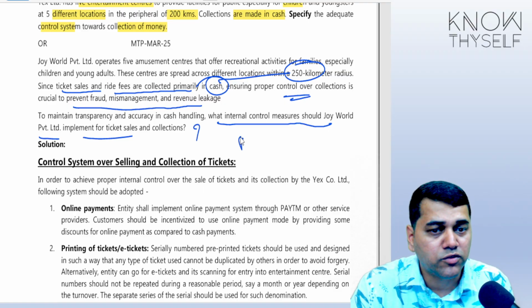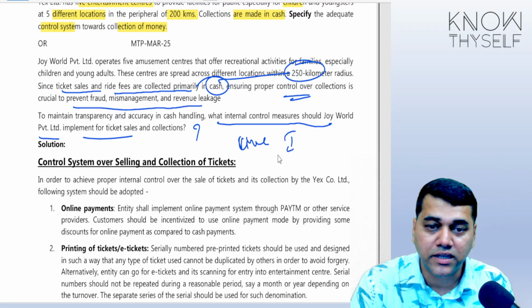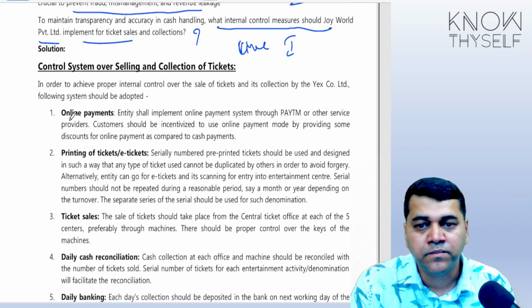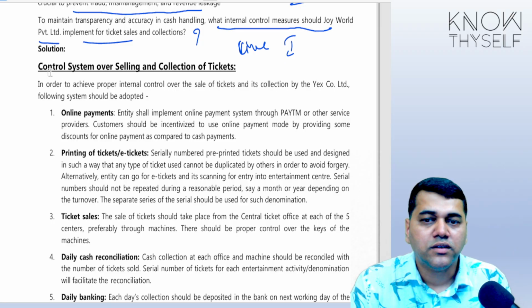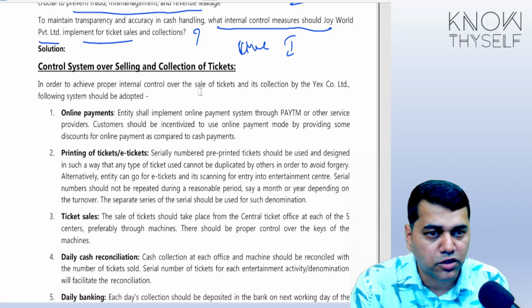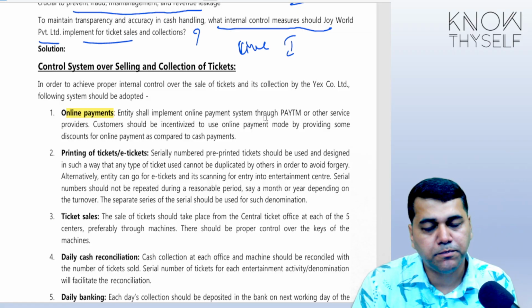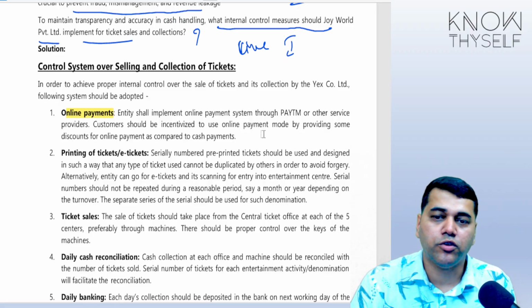You remember, there was one cinema theater, internal controls related to cinema theater. Very similar question here. So what you need to do? Control system over selling and collection of tickets. In order to achieve proper internal control, you need to adopt online payments. So instead of cash, you shift to Paytm. Okay, it is much better.